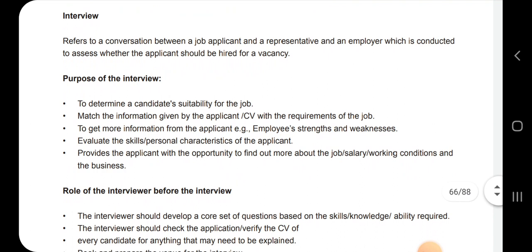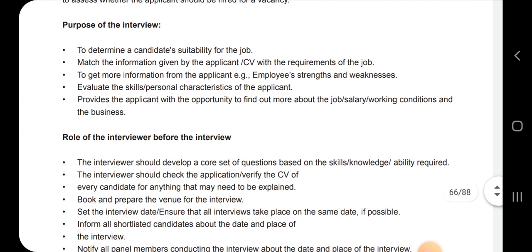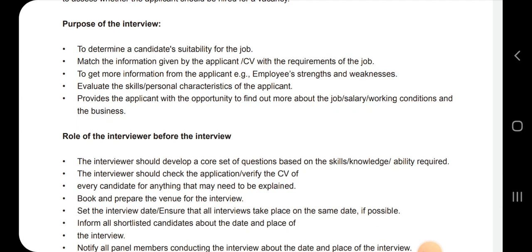And then after that, let's talk about interviews. What is an interview? An interview refers to a conversation between a job applicant and a representative of an employer, which is conducted to assess whether the applicant should be hired for a vacancy. So the purpose of an interview is to determine a candidate's suitability for the job.